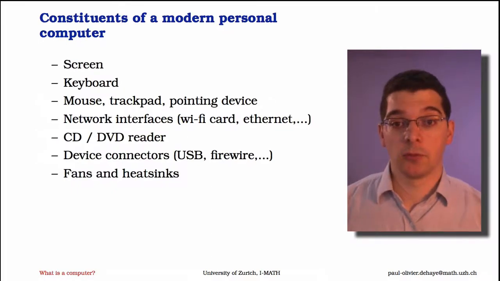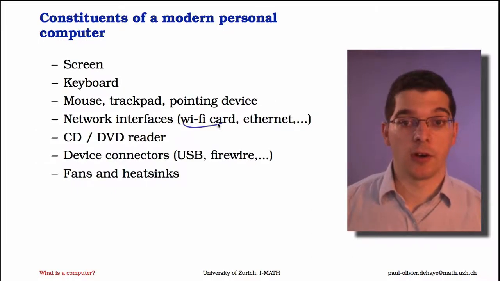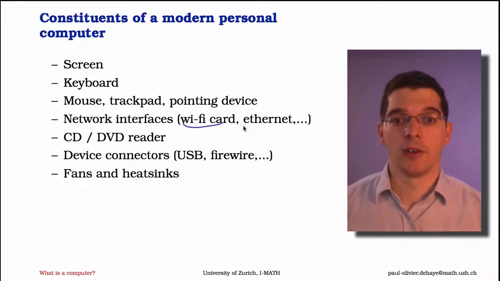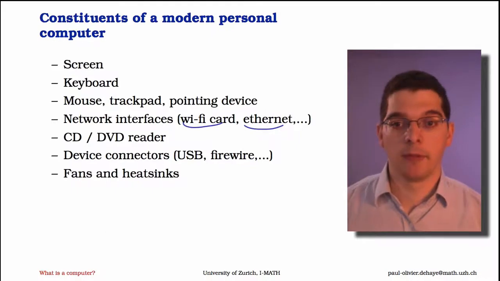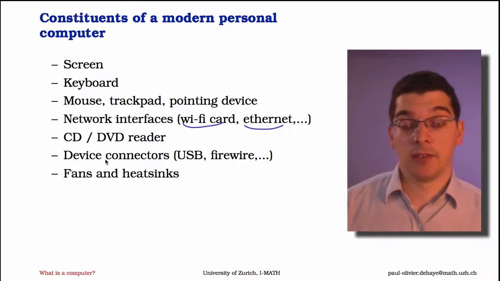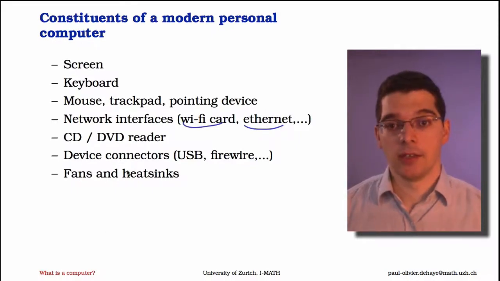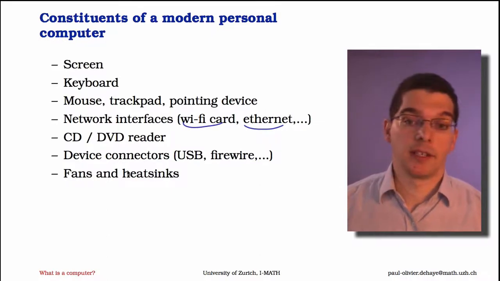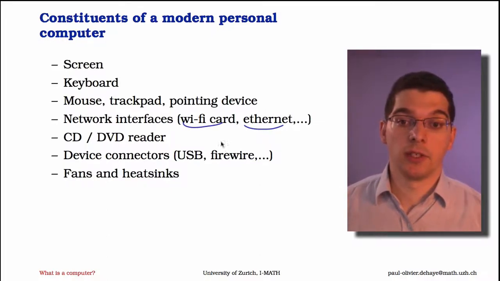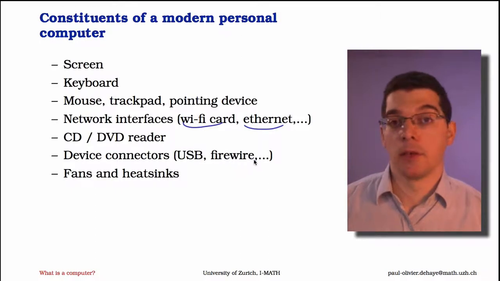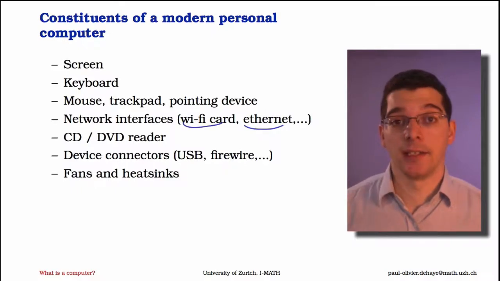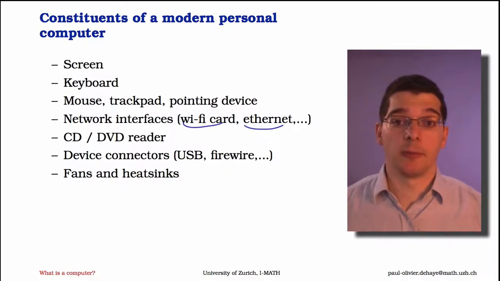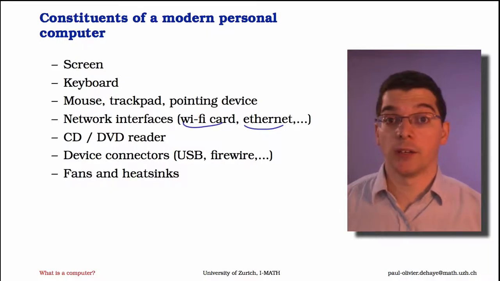You also know about the network interfaces. So there is a Wi-Fi card. If your computer is old, you might have an Ethernet card that allows it to connect to the internet with a cable. There might be a CD or DVD reader as inputs. There might be device connectors, so a way to connect USB, FireWire, a new screen, things like this. You might hear the fans and guess that there are heat sinks inside. So the fans help cool down the computer.